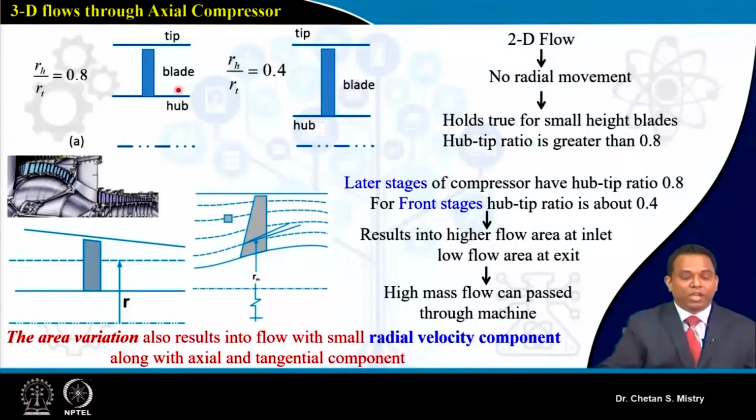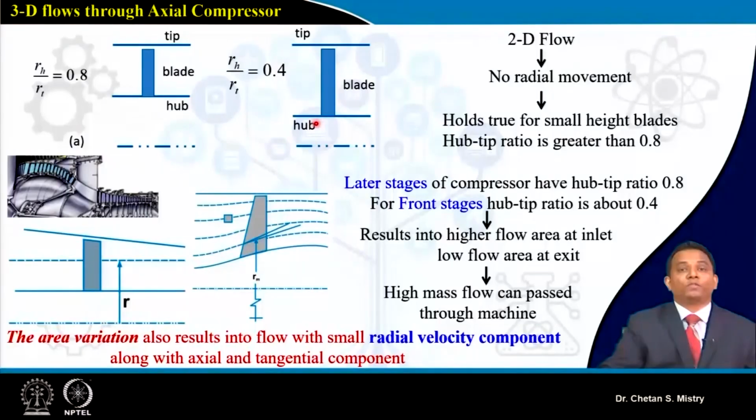Here, this is what represents my blade. Consider that the center lines for both the blades are the same. One represents a hub to tip ratio of 0.8, the second represents a hub to tip ratio of 0.4. So where the hub to tip ratio is 0.8, you can say this is the shorter blade, and here this is my taller blade.